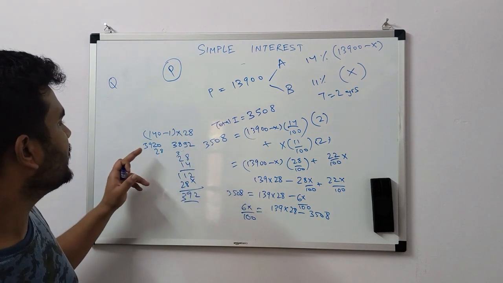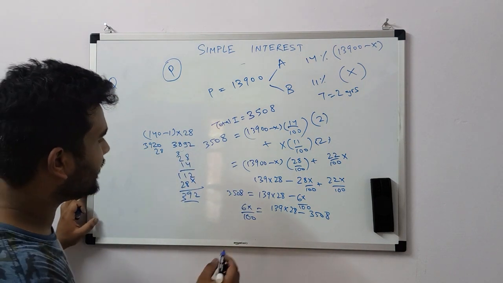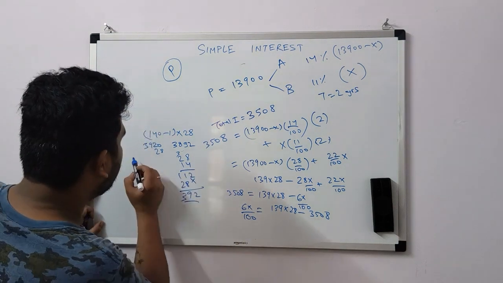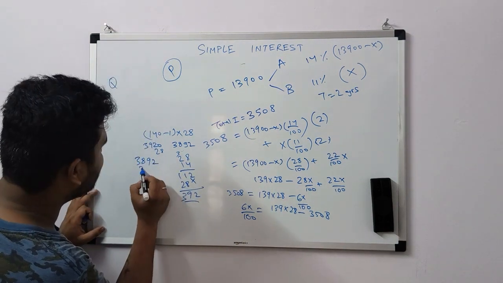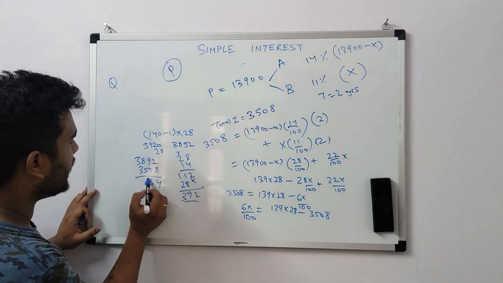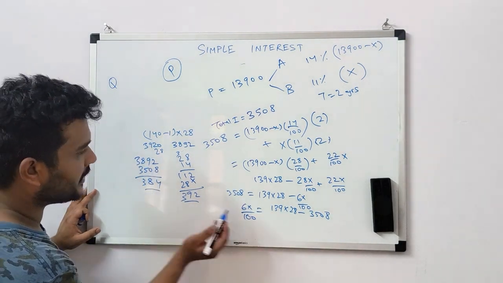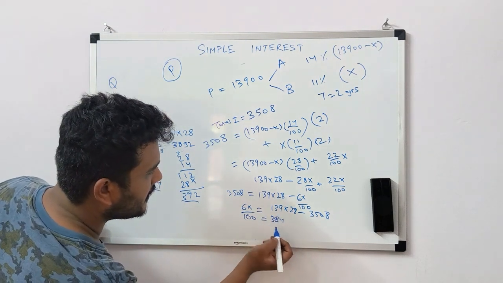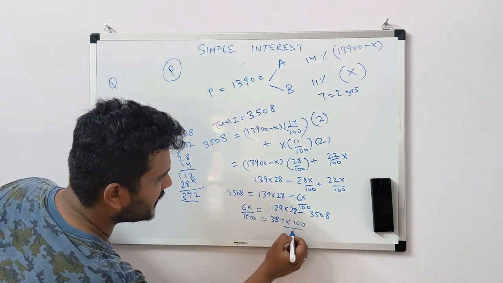Correct, 892, because 8 more we have to reduce. So 3892 is here. 3892 minus 3508, that's how you can solve. 384. So this is 384 into 100 upon 6. That is x.